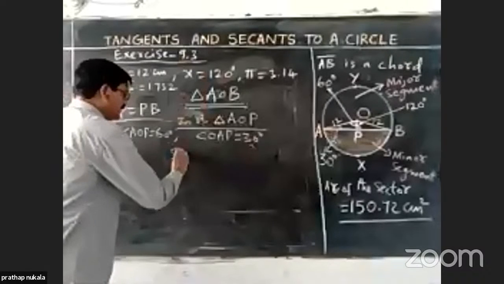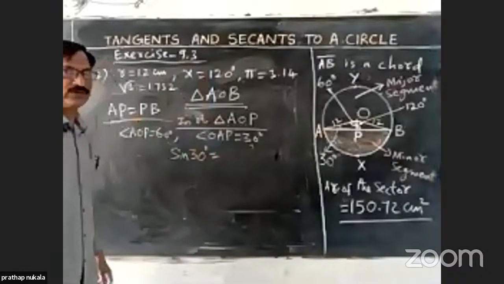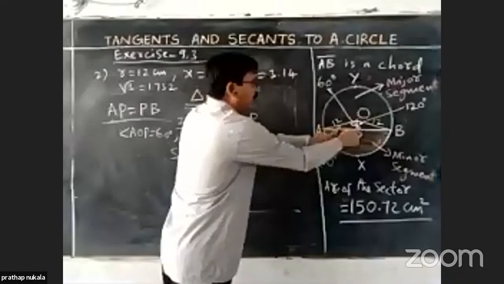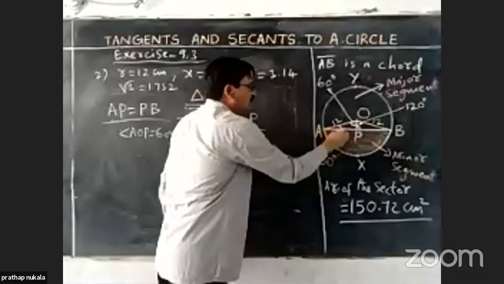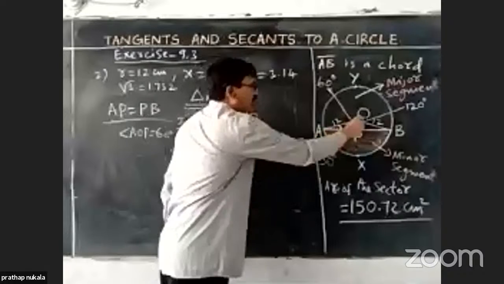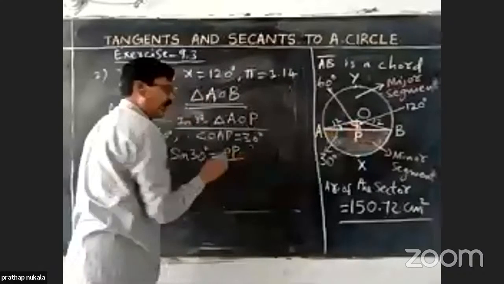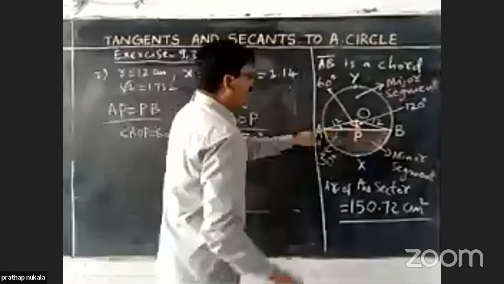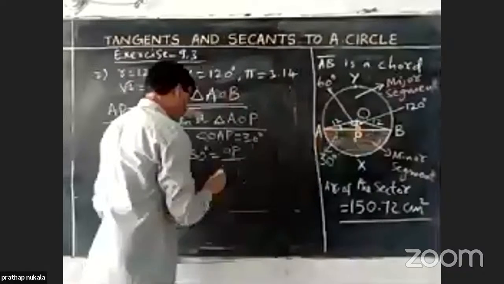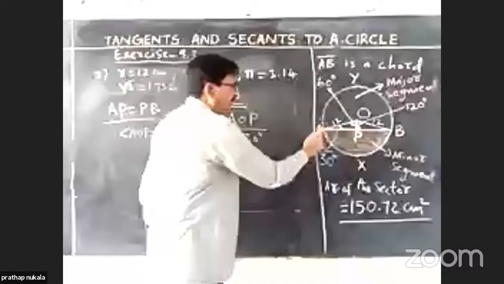Sin 30 degrees equals, in right triangle OAP, the opposite side to angle A. What is the opposite side? It is OP, divided by the hypotenuse. What is the hypotenuse? OA. OA and OB are hypotenuse. Is it clear?